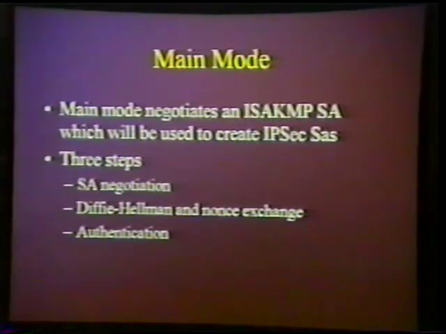Okay, and like I just said, main mode negotiation in IKE will create the ISAKMP SA, which is then used to negotiate the IPSec SAs. There's 3 steps in main mode. First step is going to be the SA negotiation. That's the ISAKMP SA negotiation. Second, it's going to be the Diffie-Hellman key exchange and nonce exchange. The key derived from the Diffie-Hellman exchange is actually used to encrypt the authentication exchange used in main mode.